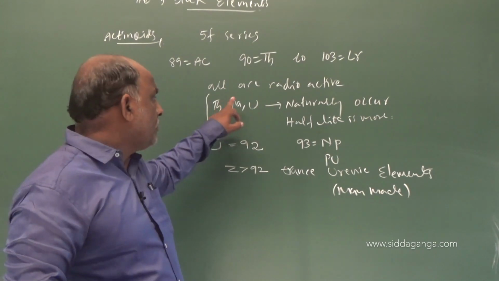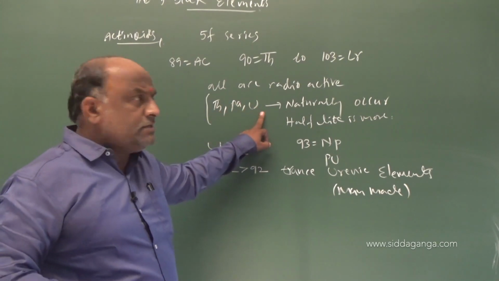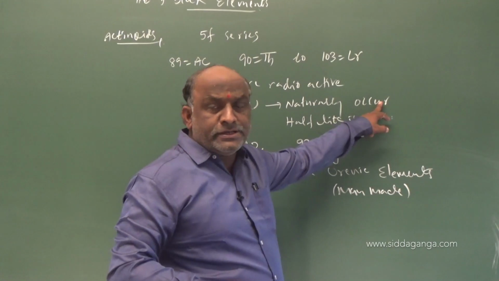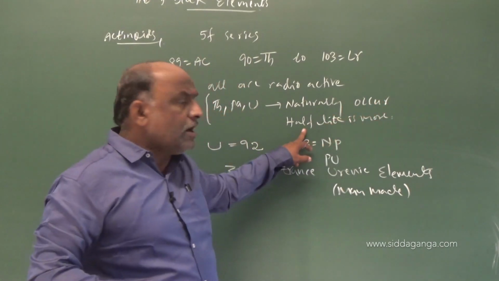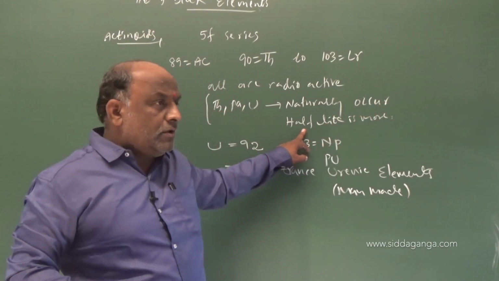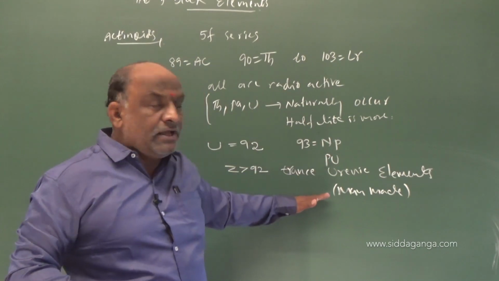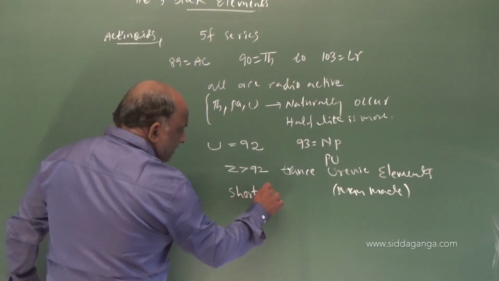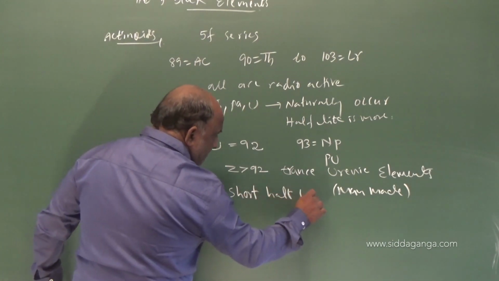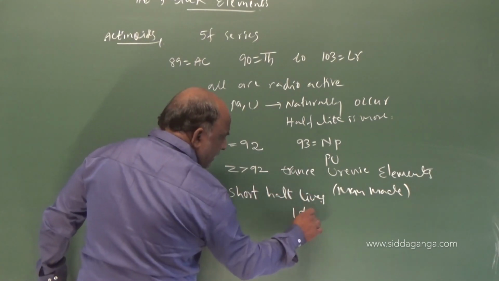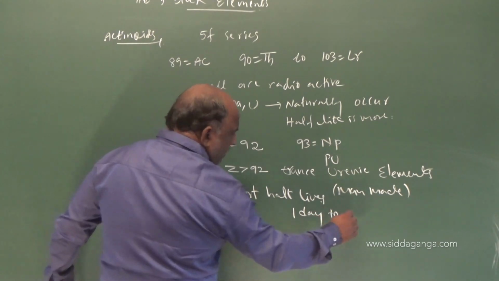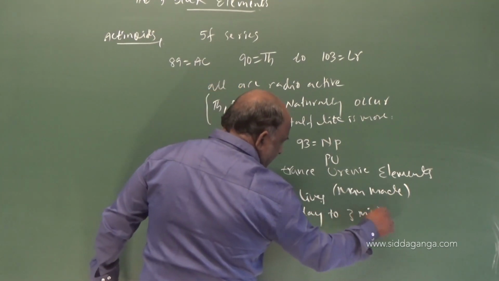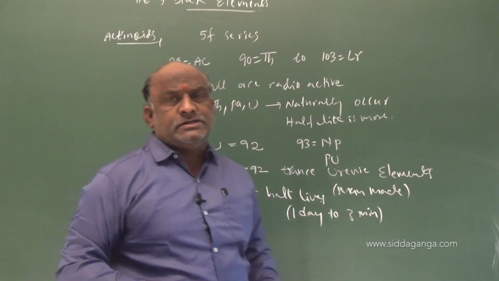One is thorium, protoactinium, uranium. These are naturally occurring radioactive elements, and in these the half-lives will be more. While the remaining elements have short half-lives, that is 1 day to 3 minutes.